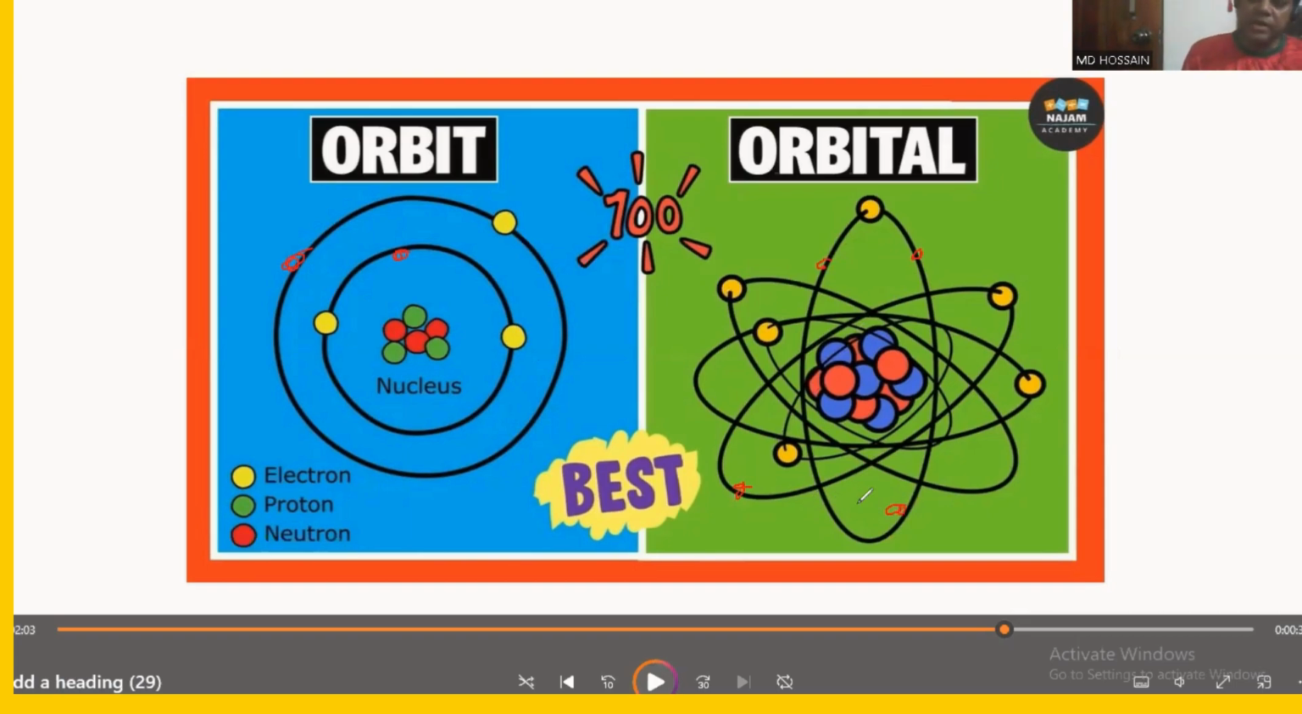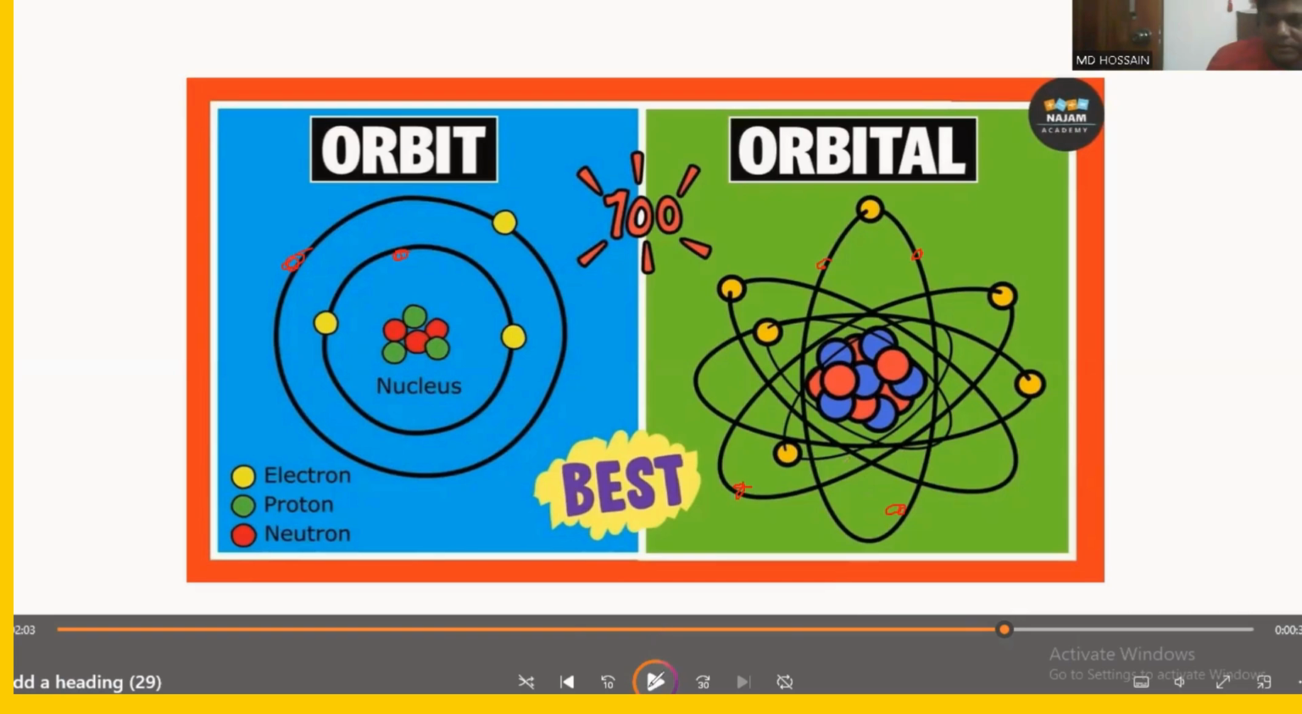So now you can understand from our previous discussion. These are the pictures in front of you. You can see here, orbit is a round circular way, and orbital is a three-dimensional way. Orbit is two-dimensional, orbital is three-dimensional. Orbit provides very few data regarding the position of the electron, whereas orbital provides more data regarding the positions of the electron within an atom.